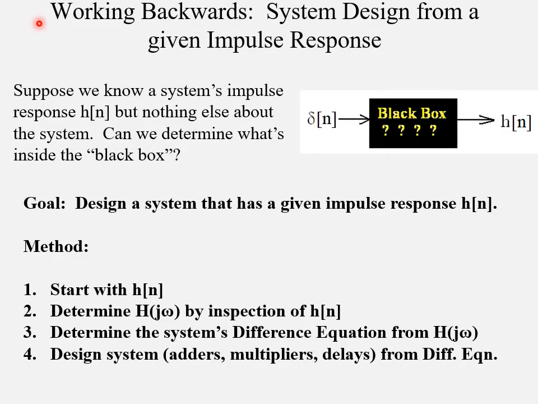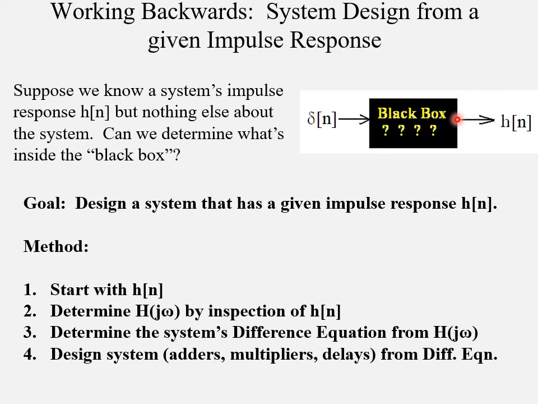We can change gears a little bit here and work backwards, and instead of finding the impulse response from a linear difference equation or a system block diagram, we can work backwards and actually design a system from a given impulse response. So one way to think about this is, suppose that we know a system's impulse response. Let's imagine we have some unknown system inside this box here.